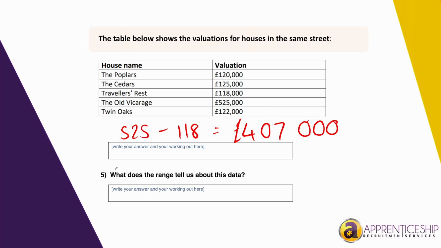407,000. What does this tell us about the data? Well, it's a massive number, so it's telling us that there's a massive, massive difference between the biggest house and the smallest house on this street. That's what the range tells us. The bigger the range, the more inconsistent the data is. The smaller the range, the more consistent.